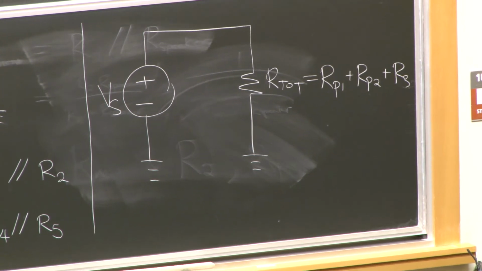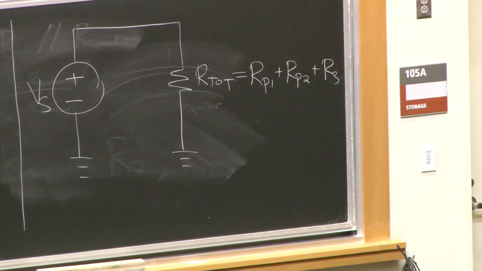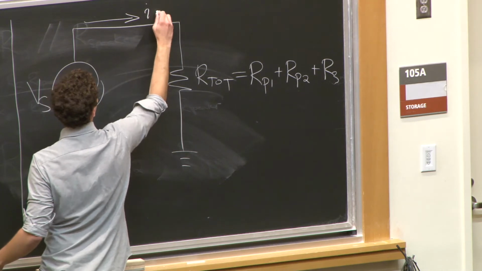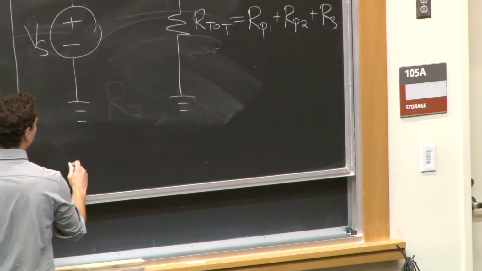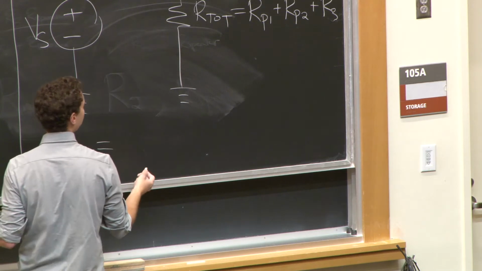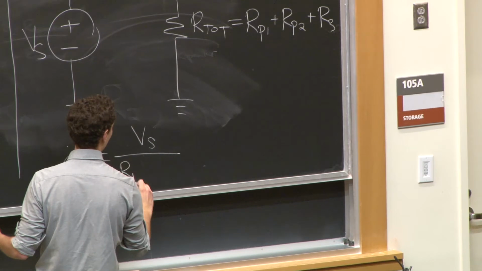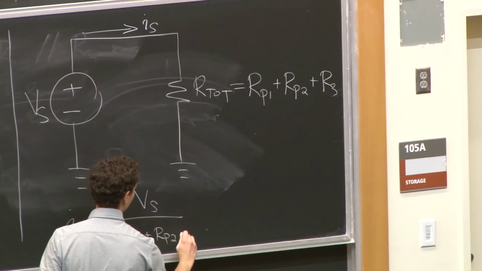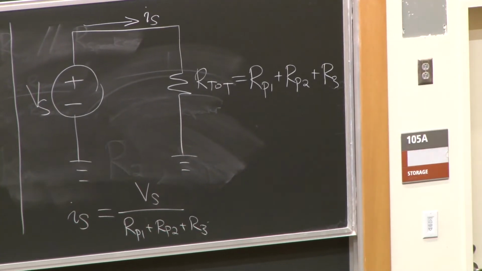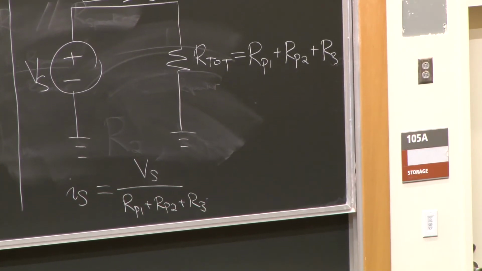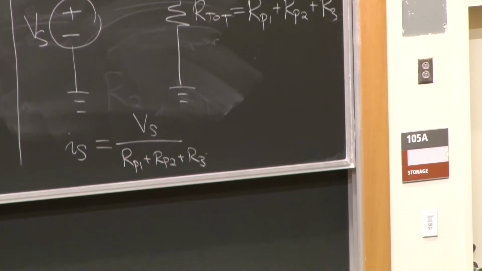What can we do now? Yeah, use Ohm's law. Let's use Ohm's law. So what's the current? Call it I source. It's just the voltage, V source, divided by this total resistance, RP1 plus RP2 plus R3. Now in our original circuit, let's go back to that one.